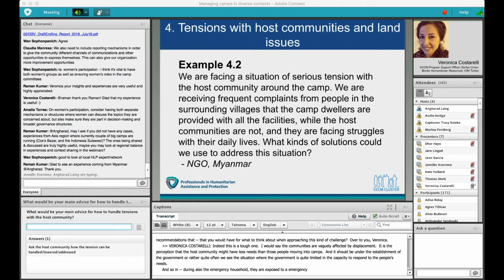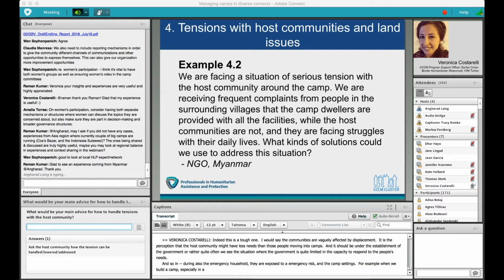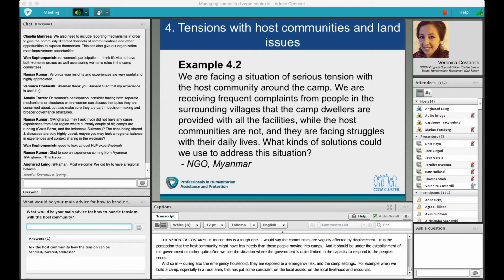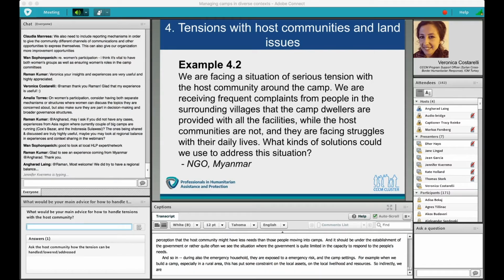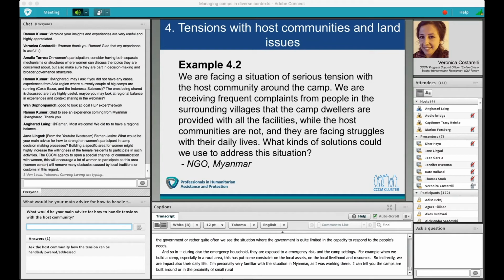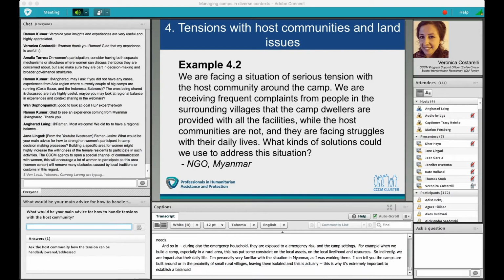For example, when we build a camp, especially near a rural area, this puts some constraint on the local assets, on the local livelihood and resources. So even indirectly, we do impact their daily life. I'm personally very familiar with the situation in Myanmar as I was working there, and I can tell you that the camps are built around or in the proximity of small rural villages, leaving them isolated. That's why it's extremely important to establish a balanced approach, targeting not only people living in camps, but also the host community.